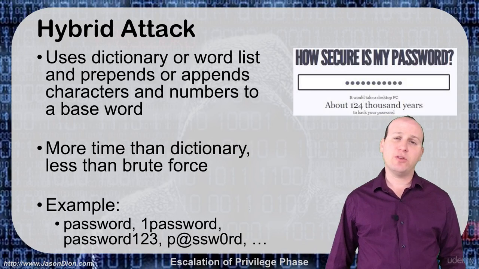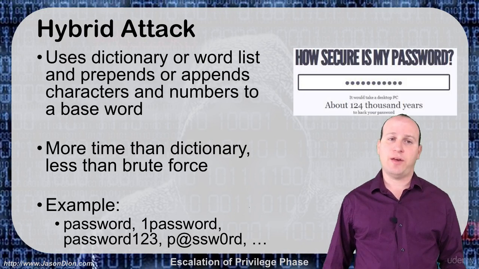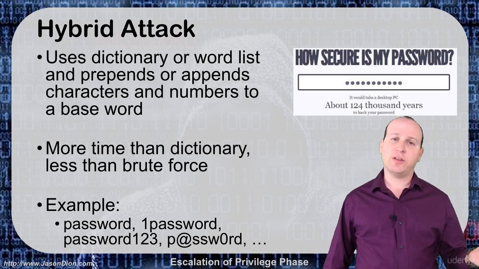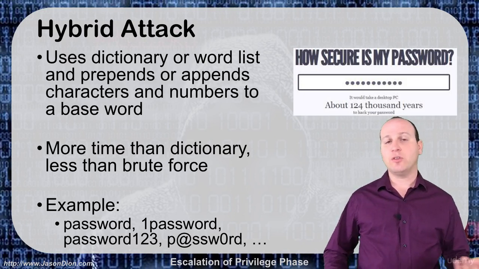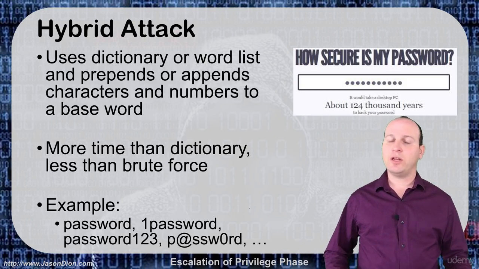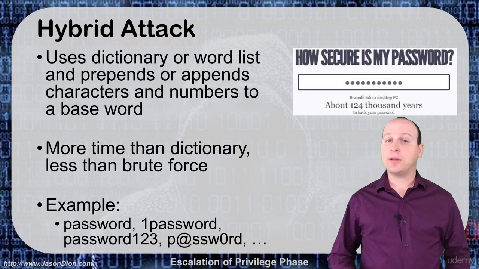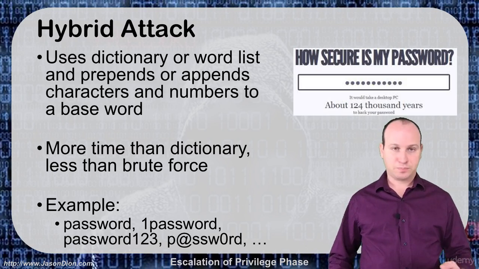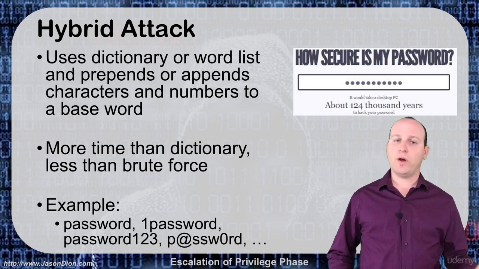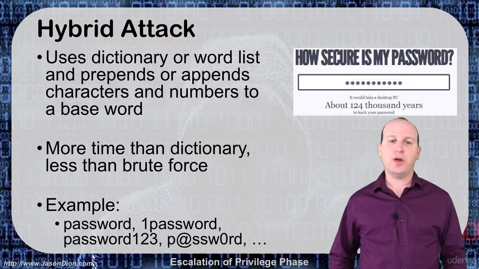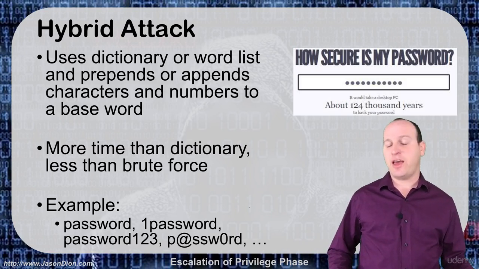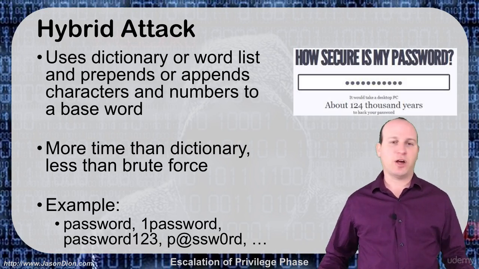Now, one of the ways I can do this better is I can do what's called a hybrid attack. This is where I take a dictionary list and I can add some things to the beginning or the end of it, or even in between it, to work it a little bit better. This takes more time than a dictionary attack, but less time than a brute force attack. So for example, if I thought the password had something to do with password, then I can use things like 1Password or password123 or password where I replace the A's with @s and the S's with dollar signs. Those types of things are using a hybrid attack.